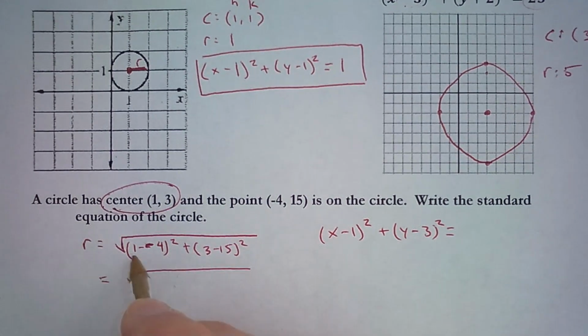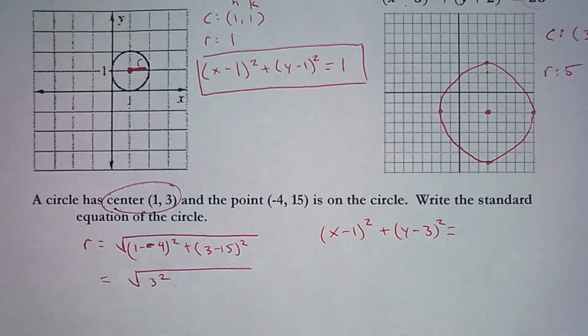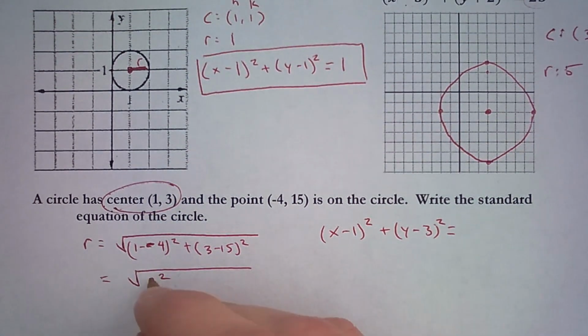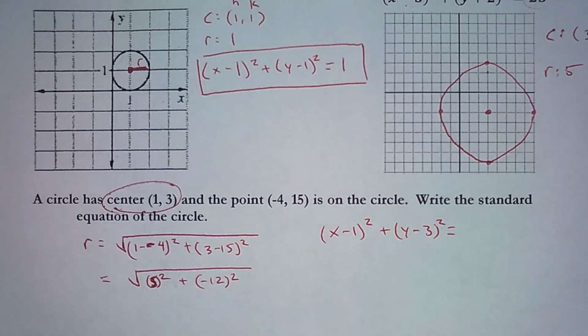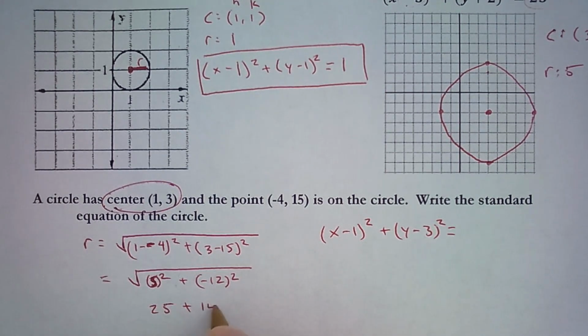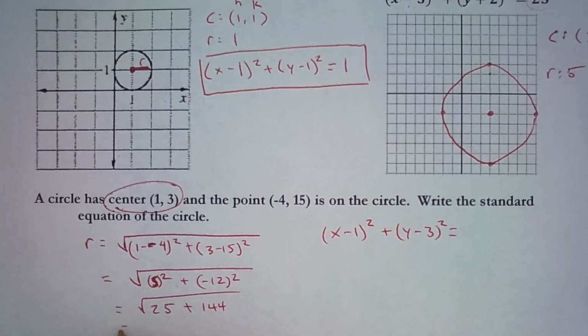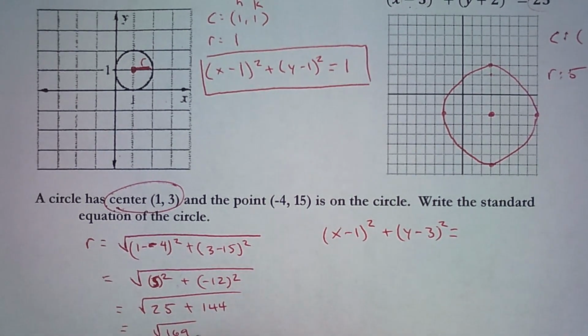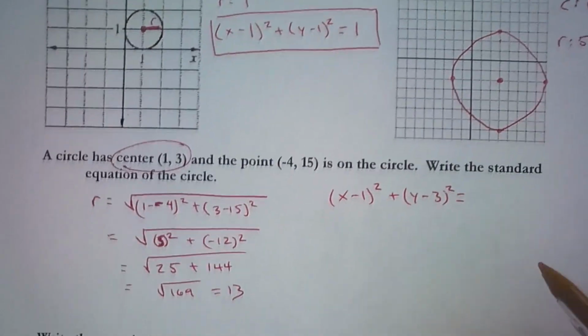Okay, so 1 minus negative 4, that is 3. And so we've got 3 squared. I'm sorry, 1 minus negative 4, that's 1 plus 4, that's 5 squared. So we have 5 squared. And then 3 minus 15 is negative 12 squared. Okay, so 5 squared, we've got 25, and negative 12 squared is 144. So we have the square root of 169, and that is 13.